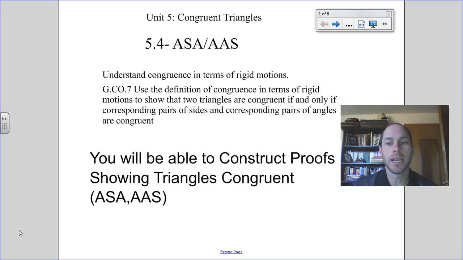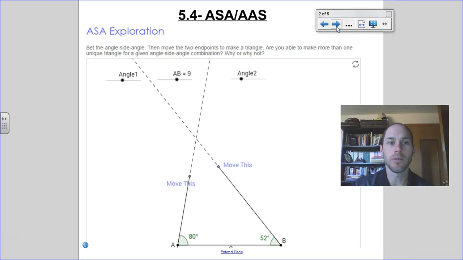Okay, we're going to look today at another way to prove triangles congruent. We'll get two more cases, the angle side angle case and the angle angle side case, and see if those are shortcuts that can prove triangles congruent. We'll also take a look at doing some proofs using the different triangle congruent statements that we've learned.